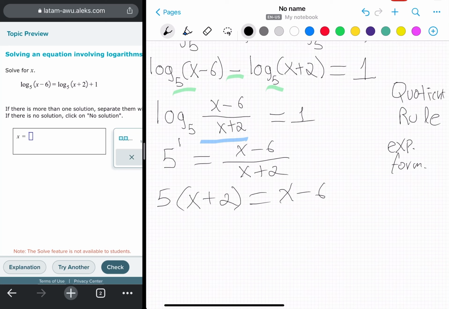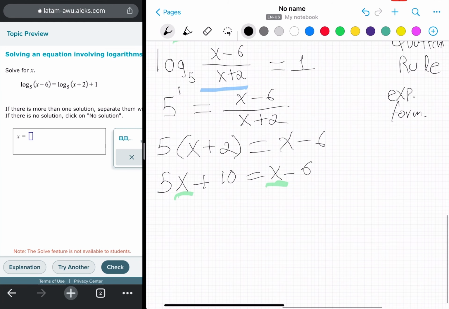Now I just do the distribution or the multiplication that is on the left side. That is 5 times x plus 10 equals x minus 6. Now I realize that I have x here and I have x here, so I want to take to one side everything that has an x in it and leave on the other side what does not have an x. So let's leave x on the left side. So I will have 5x minus x. And what does not have an x, let's put it on the right side.